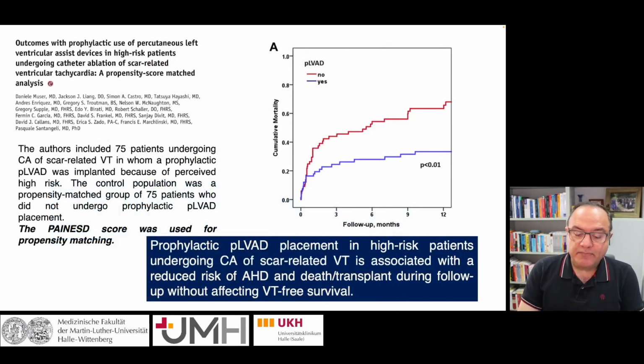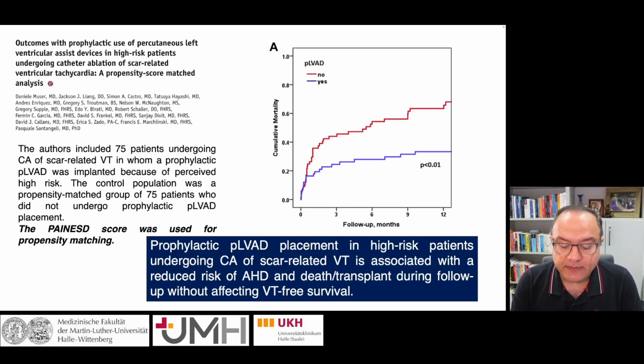This is a very important study. The authors included 75 patients undergoing catheter ablation of scar-related VT, in whom a prophylactic percutaneous left ventricular assist device was implanted, and then they compared the outcome in these patients with another 75 patients who did not undergo prophylactic percutaneous left ventricular assist device placement, and they used propensity matching for selecting the control group using the Payne's D score.